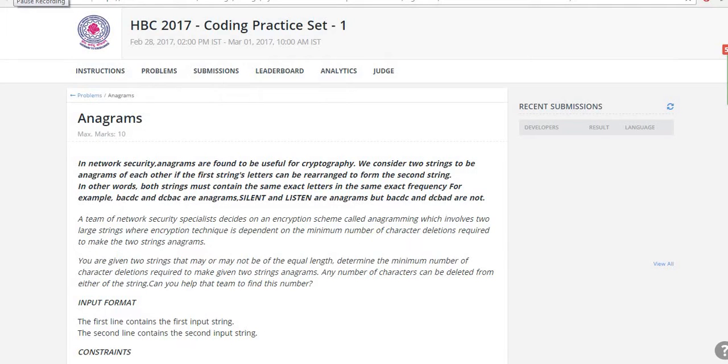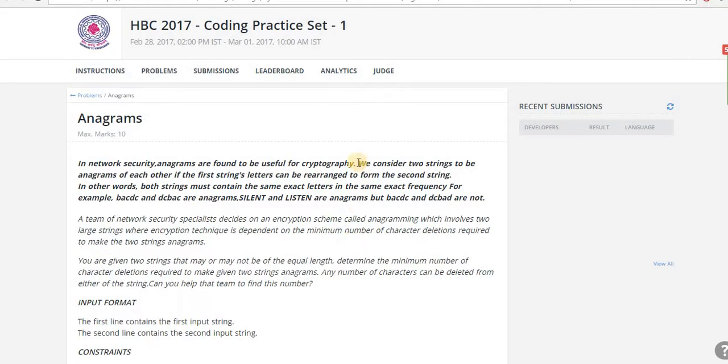Hello guys, in this video we are going to see the solution for the Hyderabad Best Coder 2017 coding practice set question, anagrams. The problem statement is: we are given two strings that may or may not be of equal length. Determine the minimum number of character deletions required to make the given two strings anagrams. Any number of characters can be deleted from either of the strings.